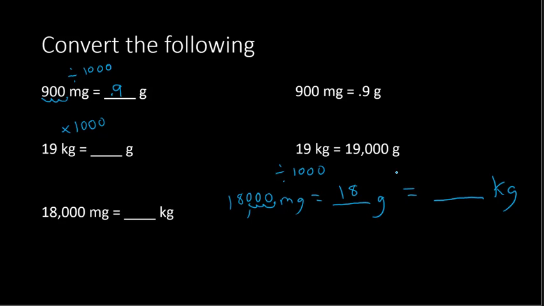And then from grams to kilograms, there's 1,000 grams in 1 kilogram. So we take 1,000 and we're going to divide by that because smaller units to larger units, we need to divide. So divide by 1,000 again. So our decimal point moves over again 3 places, 1, 2, 3. Put a 0 in the front. We now have 0.018 kilograms. So our answer is that 18,000 milligrams is equal to 0.018 kilograms.